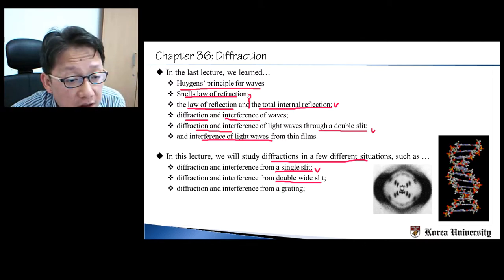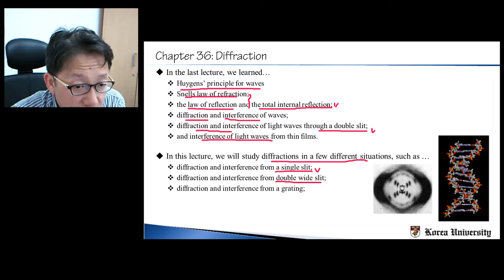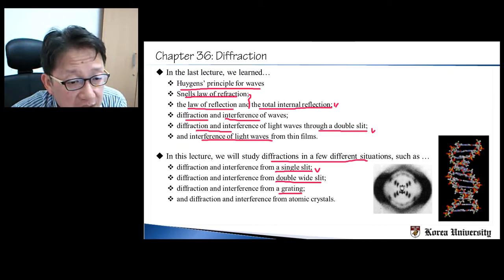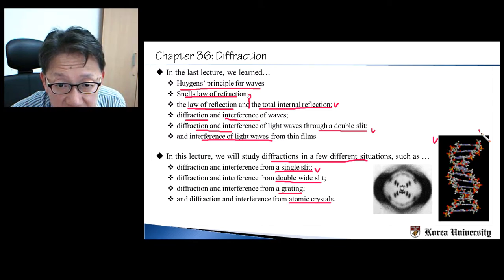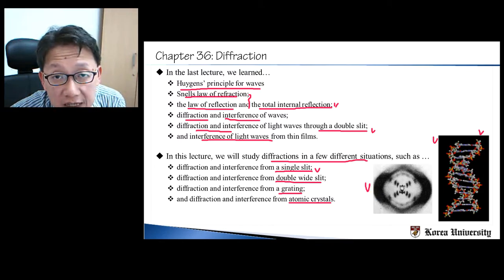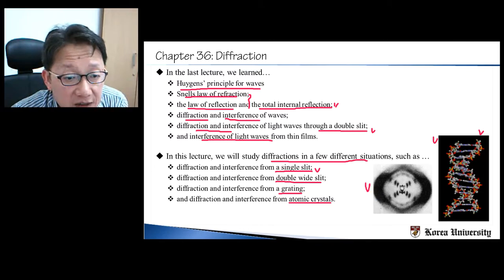We will also learn diffraction and interference from a grating. A grating is like many slits, so we will extend it to the case of many slits. We will finally learn what happens in terms of diffraction and interference when light goes through an atomic crystal. For example, here this example shows you the DNA. The data from this diffraction and interference technique looks like this, and this is how we find out where atoms are.